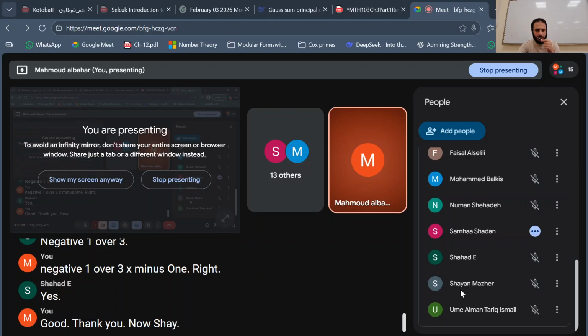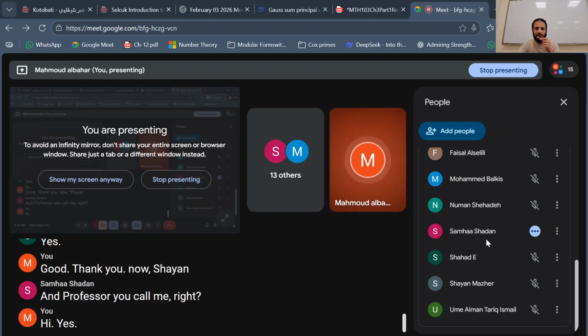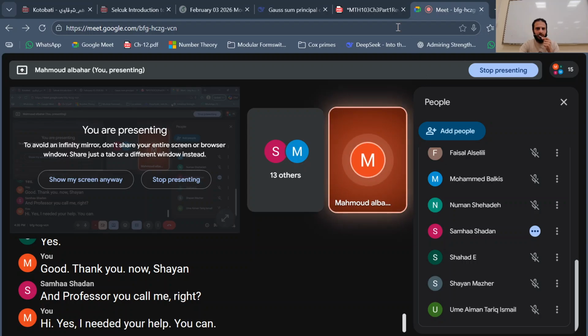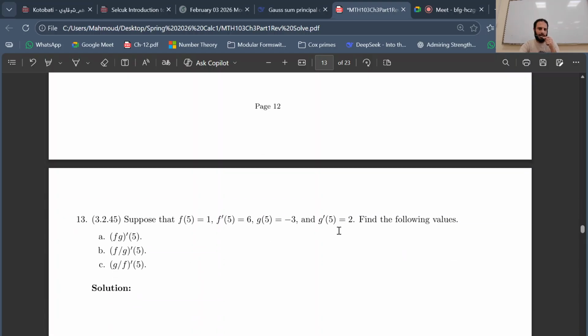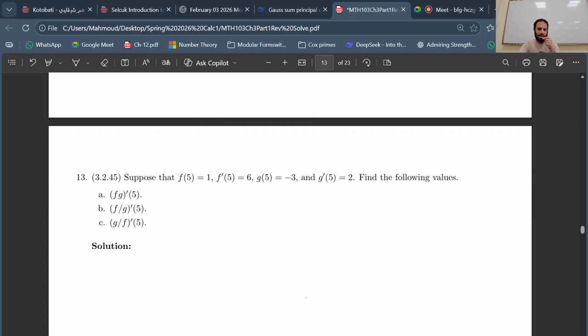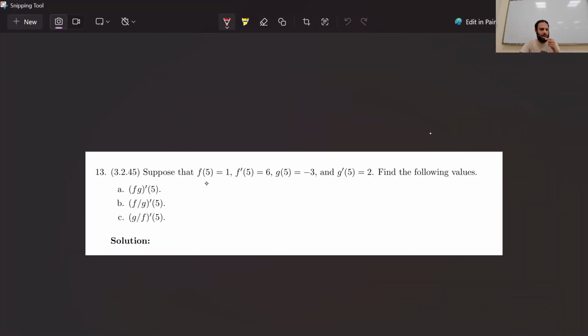Now, Cheyenne. Professor, you called me, right? Yes, I needed your help. Let's solve the next problem together. So, we have this question now. Suppose that f of 5 equals 1, f prime of 5 equals 6, g of 5 equals minus 3, and g prime of 5 equals 2. Find the following values. The first one is the derivative of f times g at 5.